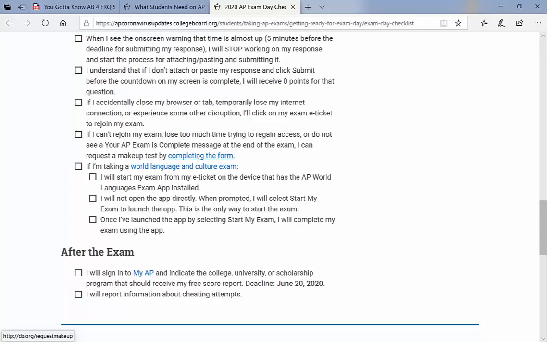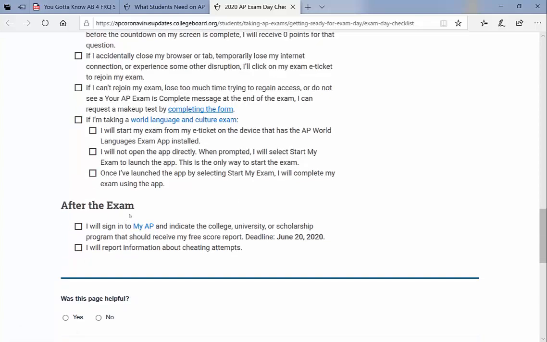Okay. After the AP exam, you are going to have to fill out just a couple questions. So it says, I will sign into my AP and indicate the college, university, or scholarship program that should receive my score report. You need to do that before June 20th. So, whichever college you've accepted, or if you're going to a community college, do that as well.